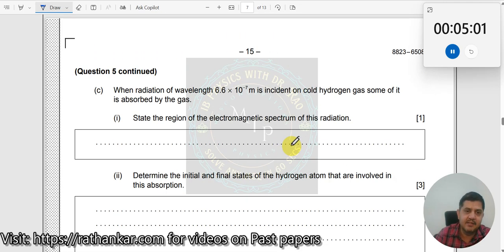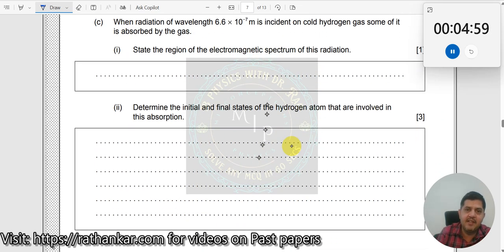Okay, next. When radiation of wavelength 6.6 × 10⁻⁷ meters is incident on cold hydrogen gas, some of it is absorbed. So what is this spectrum called? It's called an absorption spectrum.